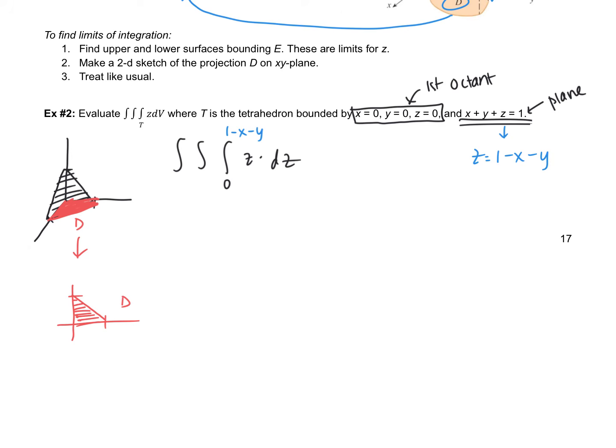Now in this case, it doesn't matter if we integrate with respect to x or y first. Generally, we'll do y and then x if we can. So y is going to go from 0 to the line, and that is the line y equals 1 minus x. And x is going to go from 0 to 1.